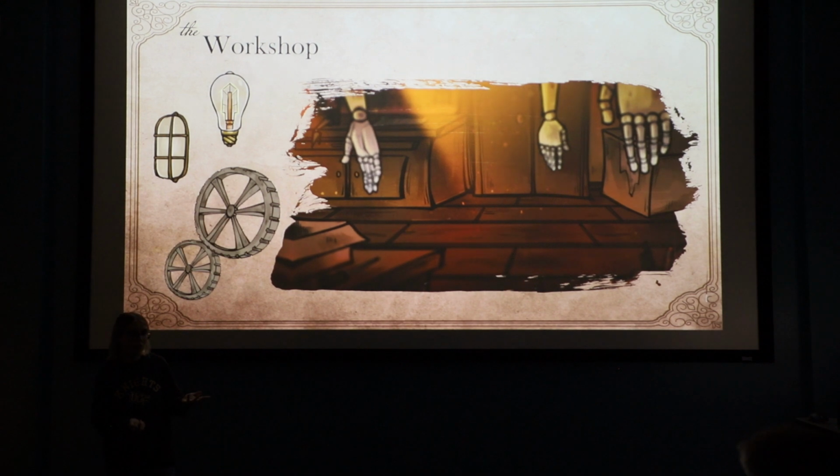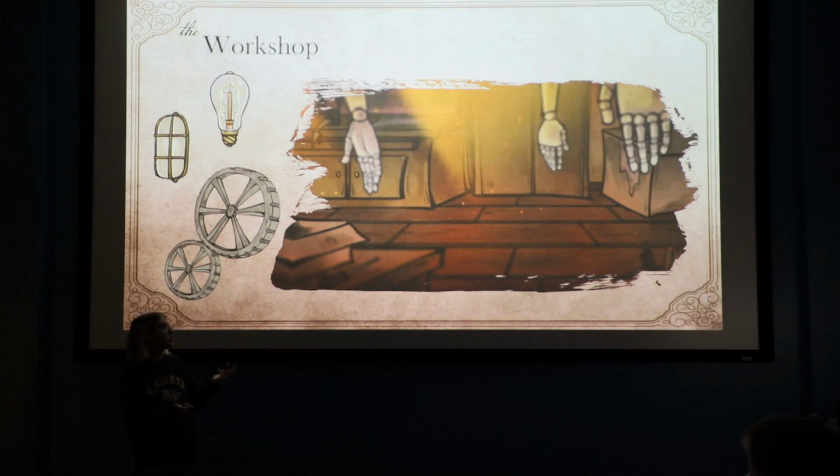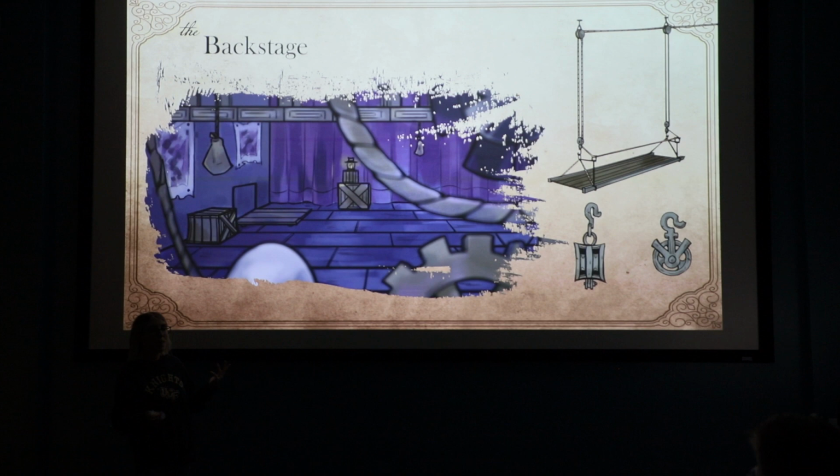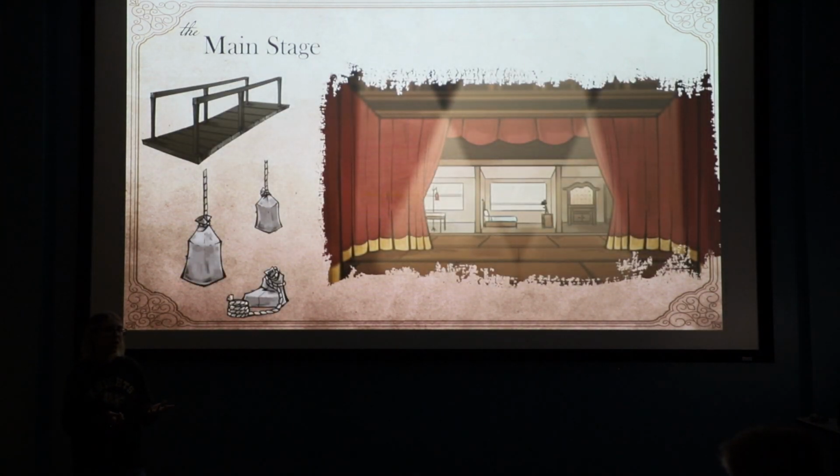When it comes to our world, we have a huge emphasis on atmosphere. To go through our areas again, the workshop is our first area, which is where the puppets are made. The backstage area is where all of the old props and the old star puppets are stored. Our main stage is where the delusion of the puppet master will be fully shown, where he's believing that his daughter is still alive.